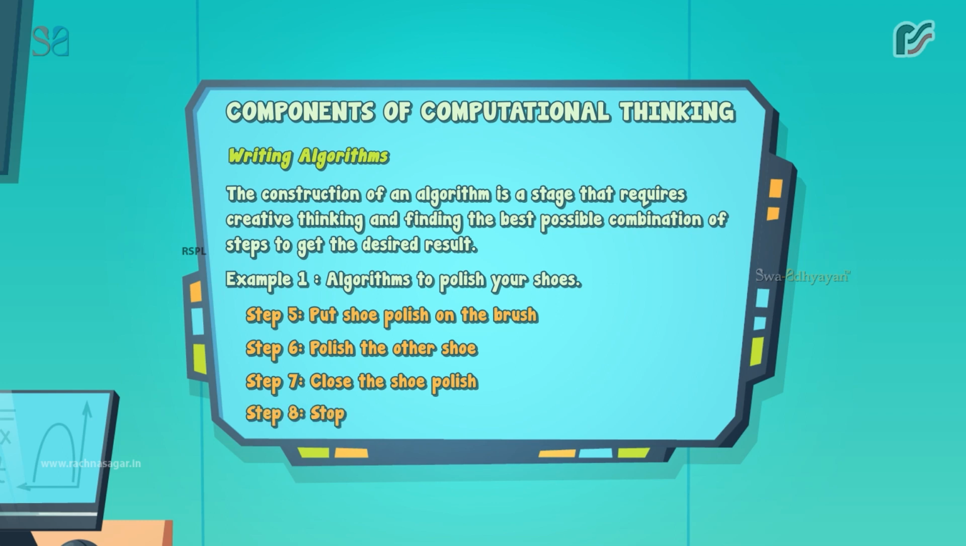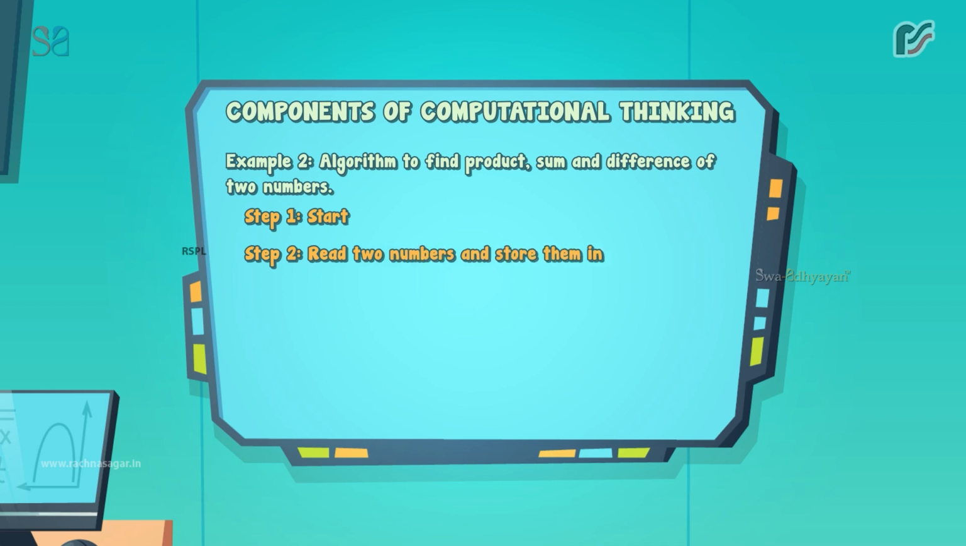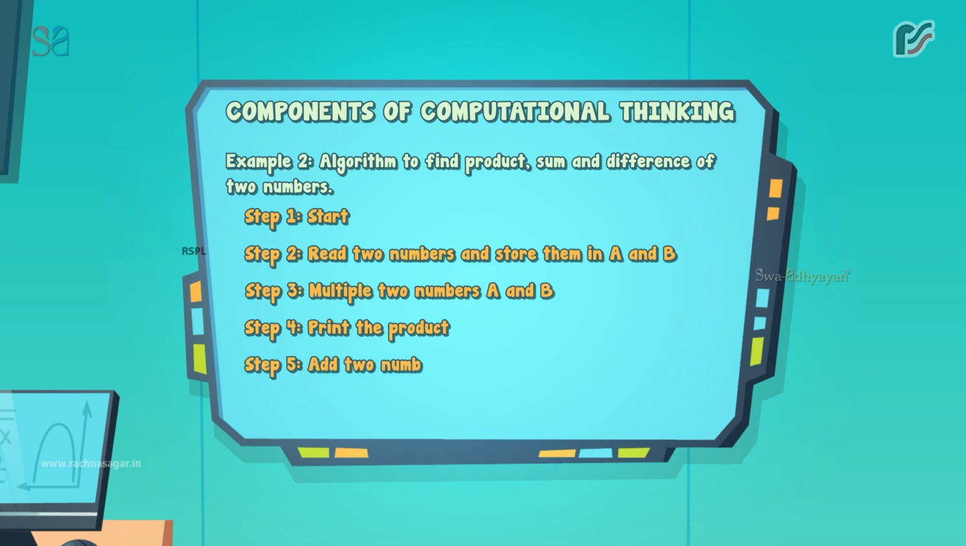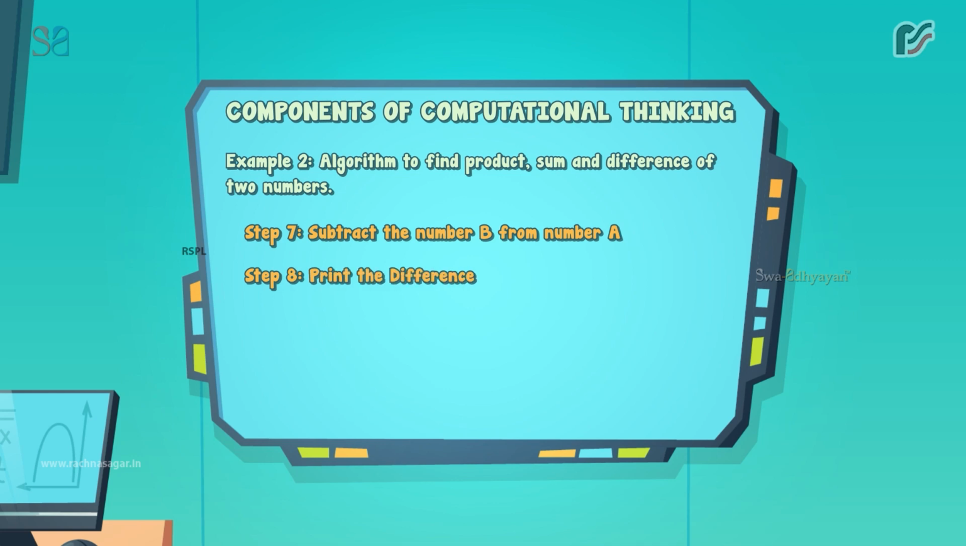Let's move on to another example, which is the algorithm to find the product, sum, and difference of two numbers. The first step being to start. Second step is to read two numbers and store them in A and B. Third is to multiply two numbers, then print the product. Next, add two numbers A and B, then print the sum. The next step is to subtract the number B from number A, then print the difference. And the last step is to stop.